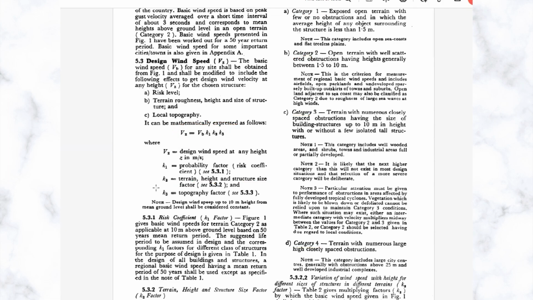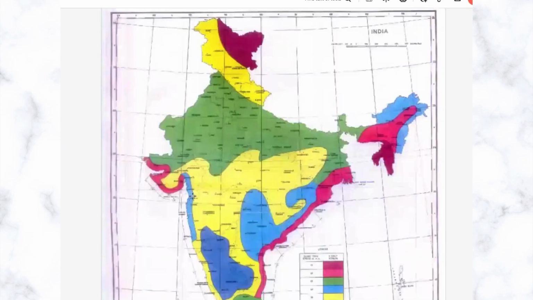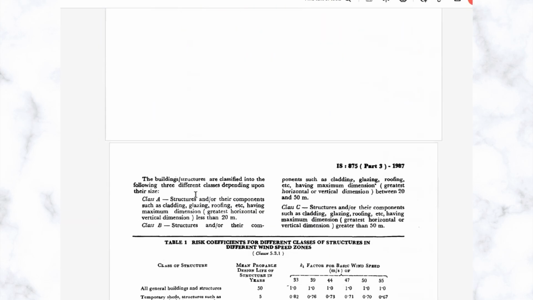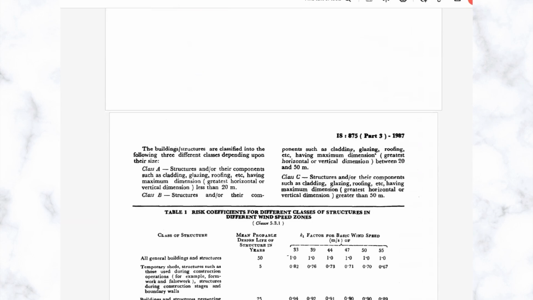So I'll go down because in the downside, they have listed it very clearly. See, here they have listed down. The buildings or structures are classified into the following three different classes depending upon their sizes. So class A, class B, and class C. What does it mean? So class A is nothing but when the structures, their components such as cladding, glazing, roofing, having maximum dimensions less than 20, horizontal or greatest horizontal or vertical dimension, whichever is greater that you need to consider.